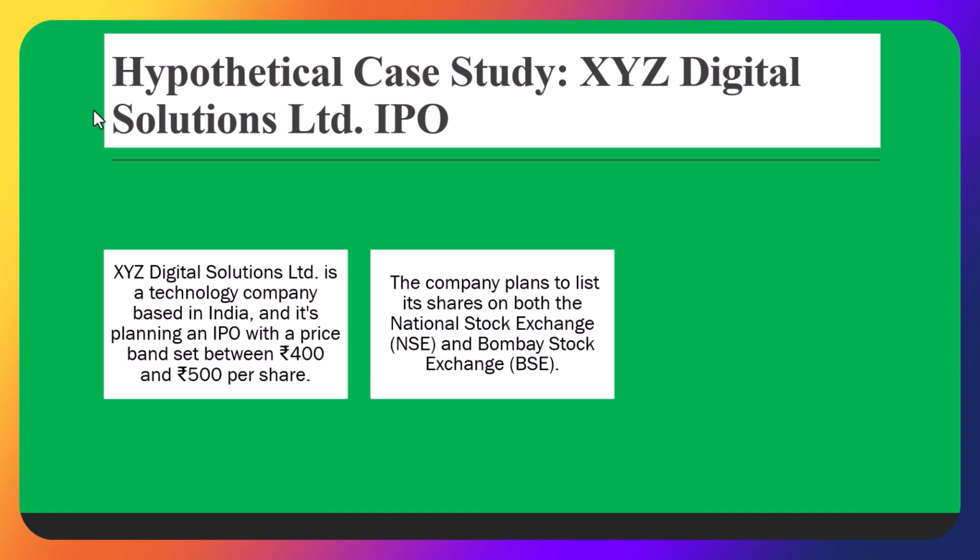Okay, now this company is coming with a price book built issue. That means it's going to ask people to bid for the IPO at a price between 400 to 500, which is mentioned here wrongly. So they are going to make bids for that, and the company is going to decide at what price they are going to issue the shares. Okay, the company plans to list its shares both on the National Stock Exchange and Bombay Stock Exchange.